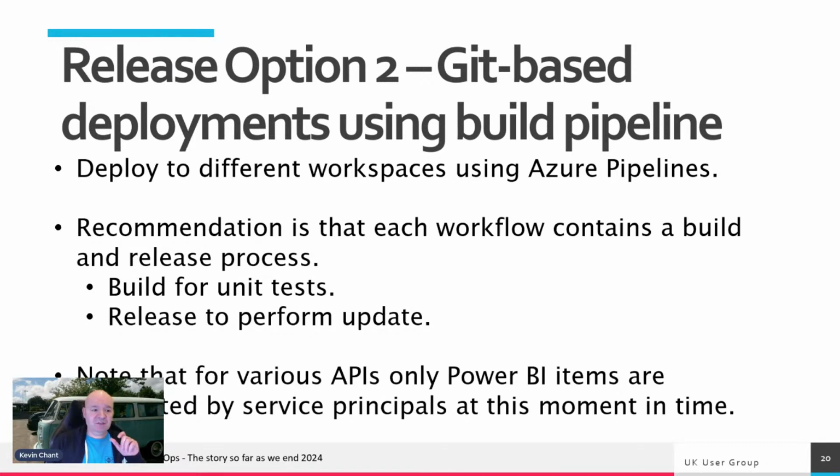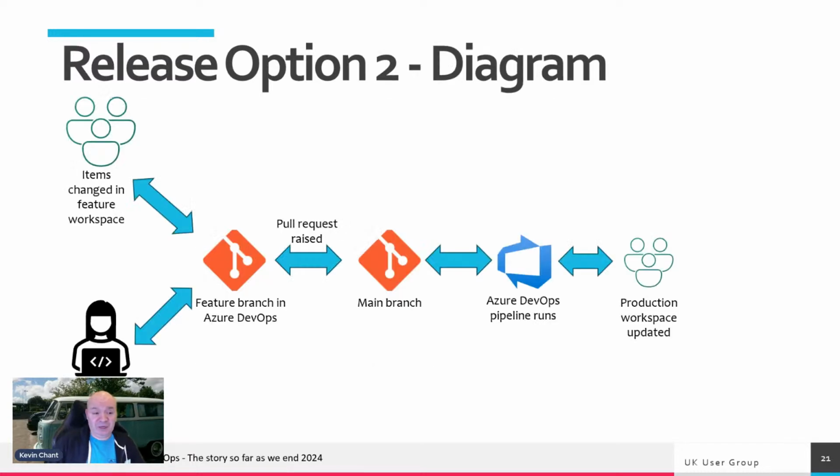Do note, though, that some of the APIs for Power BI only support Power BI items at this moment in time. And if you want to use service principals for other Fabric items, then you're going to have to wait. And that is stated on the release plan. And I don't have any insight into when they will all fully be supported by service principals, just to preempt that question.